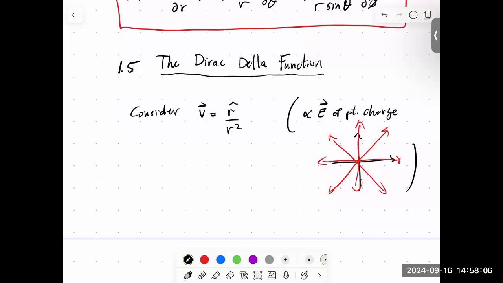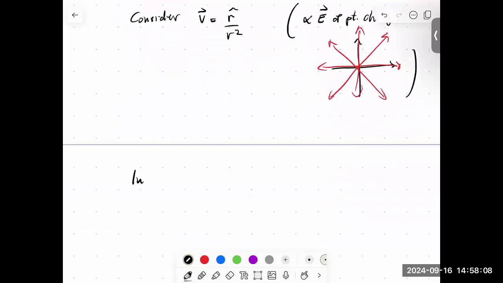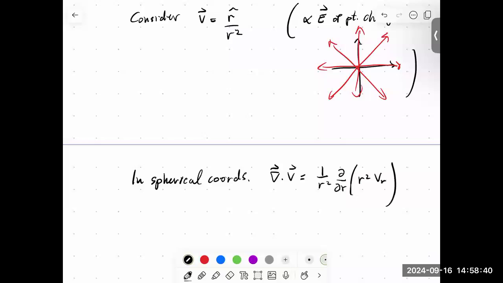Okay. So in spherical coordinates, the divergence of this vector field V is given by, so I only need the radial component of the divergence because my vector field has only a radial component. We used this already last week sometime. And so the radial component of the divergence is given by this expression.